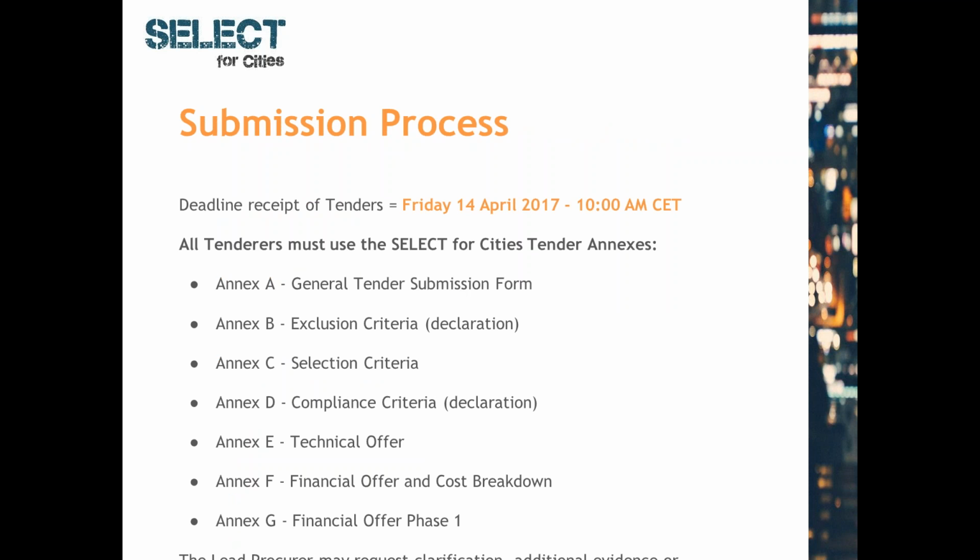The submission process: tenders shall be received no later than the closing date, and that is the 14th of April 2017, 10 a.m. Central European Time. For submission, all tenders must use the tender annexes. They can be accessed and downloaded along with the other tender documents from the Select4Cities website. The lead procurer may request clarification if necessary.